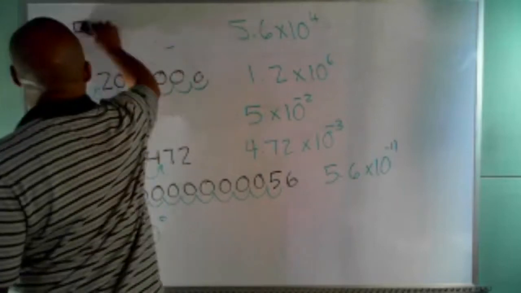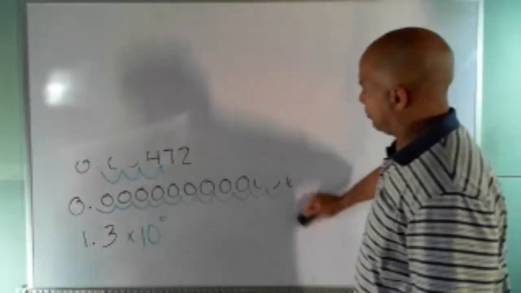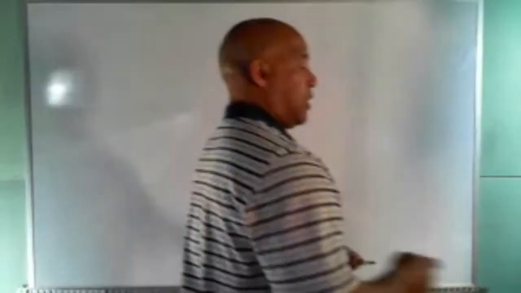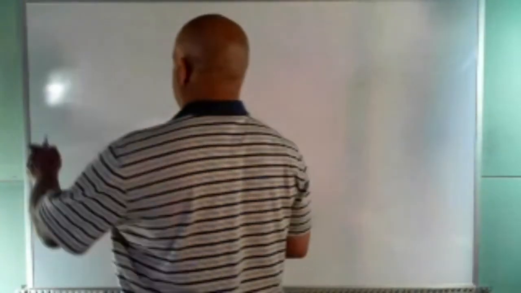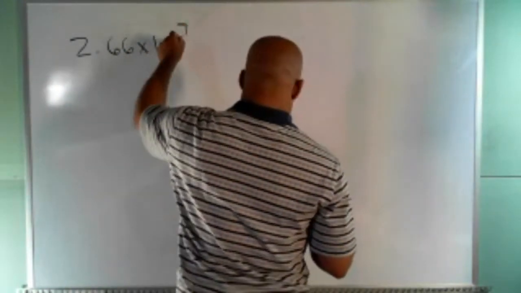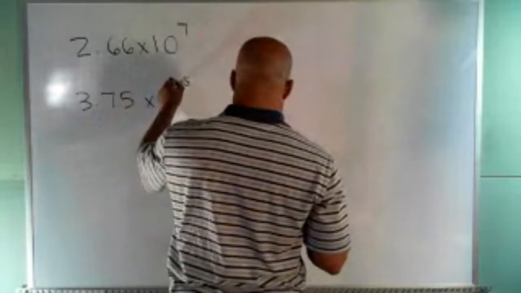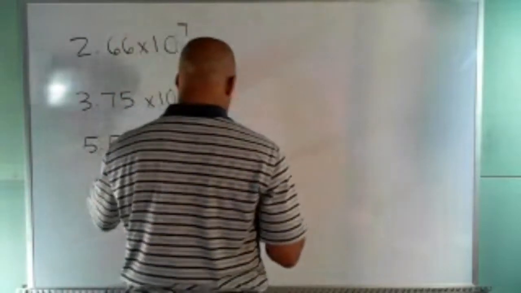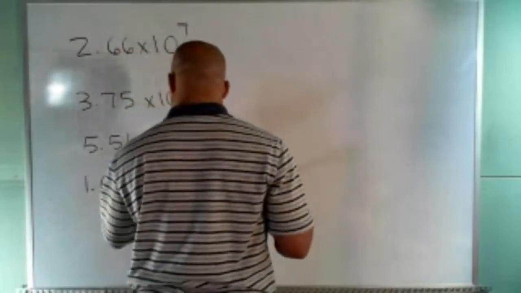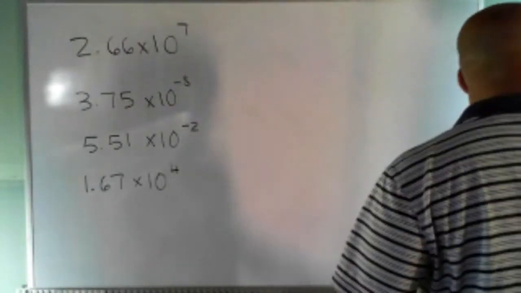I don't know if it's a waste of time, because if you can put it in scientific notation, you should be able to take it out. But just for the heck of it, let's go ahead and do it since it's on the paper. I'll put the problems up there in case you don't have your sheet. They want you to take numbers from scientific notation and put them in decimal form.